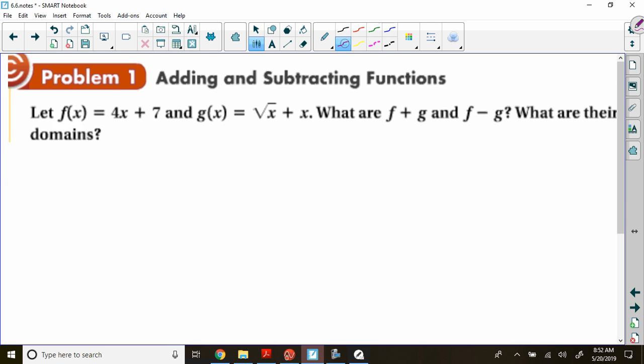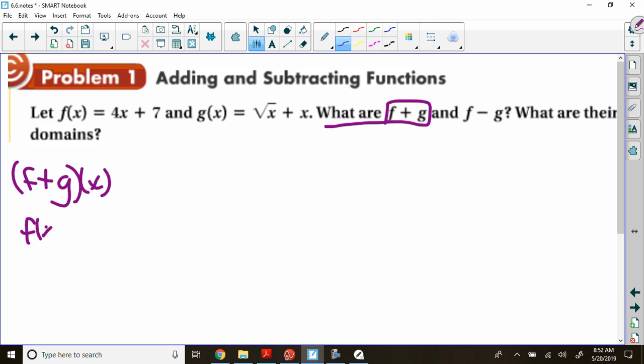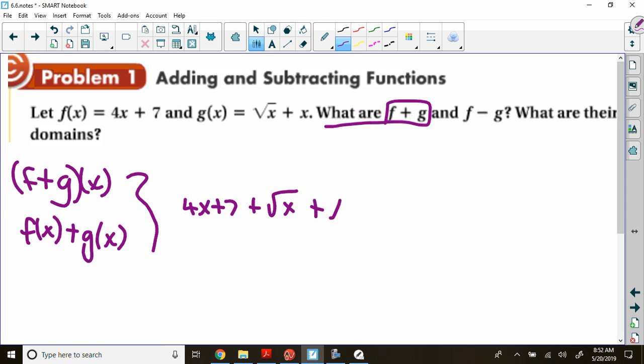And what we saw last week is this first part of it, taking f plus g, that's really easy. All that is a substitution. f plus g of x, or if we want to write it, f of x plus g of x. However we want to write it, either way, it's just going to be 4x plus 7 plus the square root of x plus x. Now, if we look at that expression, we should be able to simplify that. We can combine some like terms, can't we? What can we combine?